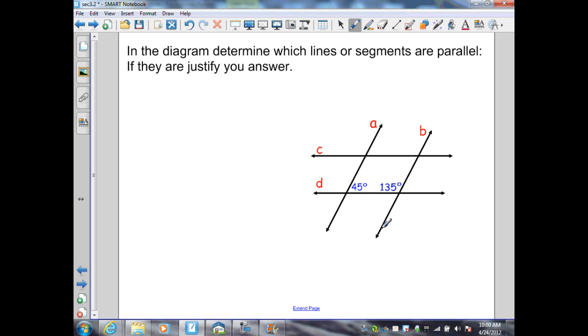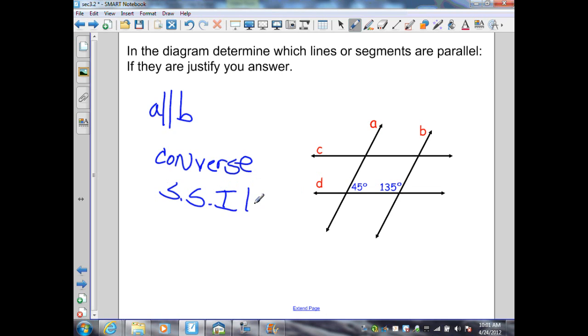And from the previous theorem, I know if same side interior angles are supplementary, then the two lines that help form them are parallel. And here I know that 45 and 135 are equal to 180 when I add them. Therefore, A is parallel to B by the converse of the same side interior angle theorem.